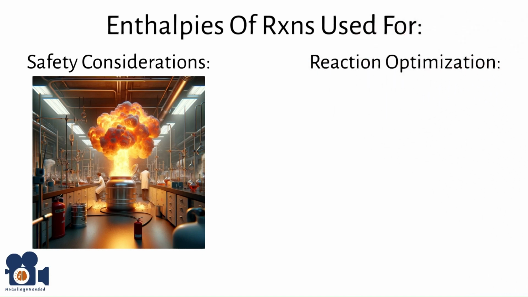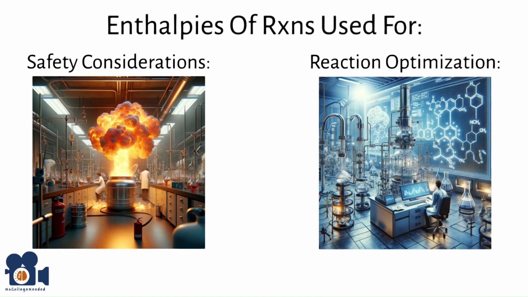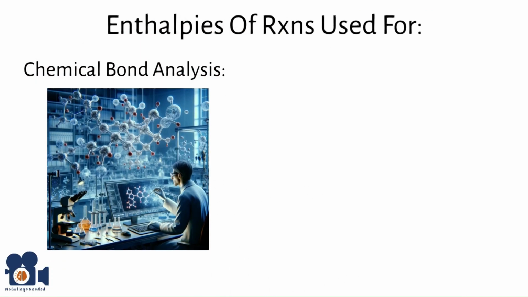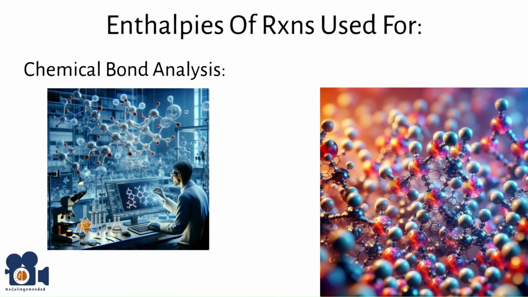Reaction optimization. In industrial chemistry, understanding enthalpies helps in optimizing reaction conditions like temperature and pressure to maximize the yield and minimize energy consumption. Chemical bond analysis. Changes in enthalpy can give insights into the strength of chemical bonds formed and broken during a reaction. This contributes to a deeper understanding of molecular interactions and even helps with understanding of reaction mechanisms.